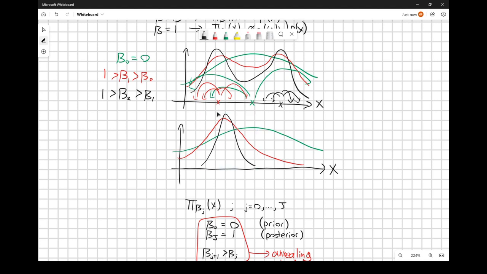Exactly how you go about doing that is a little bit beyond the scope of this video, and it depends on the type of proposal you're using. But the principle is always the same: you want to make sure you can explore the space very widely for low values of beta, and then your exploration becomes more concentrated at higher values of beta.